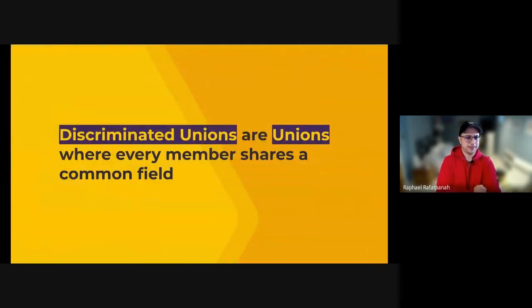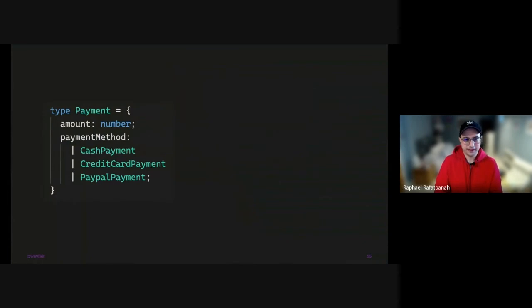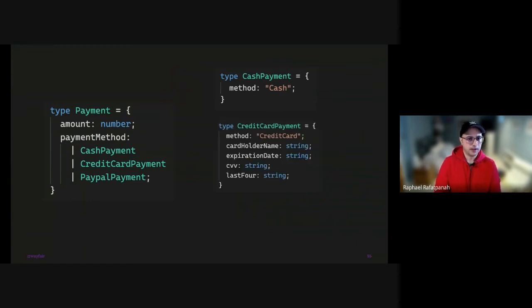So let's talk about something else called discriminated unions, which are the same as normal unions, except every single member of the union shares a common field. Well, what does that mean? And why do we care? Well, let's dive into each of these type definitions. We can see our cash payment has a method field, and the type of the method field isn't string, it's a specific string, cash. Similarly, we can see credit card payment has a method field with credit card string. And the PayPal payment method has PayPal.